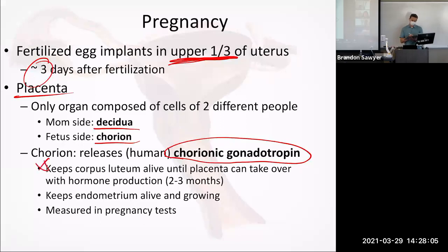But its job is to keep that corpus luteum alive for 2 to 3 months, because normally the corpus luteum is dead in 2 weeks. But instead it stays alive for 2 to 3 months if pregnancy occurs, keeps the endometrium alive and growing. And again, that's what's measured in those pregnancy tests. So that's that HCG hormone. If pregnancy doesn't happen, that's not released, the corpus luteum dies, the endometrium dies.